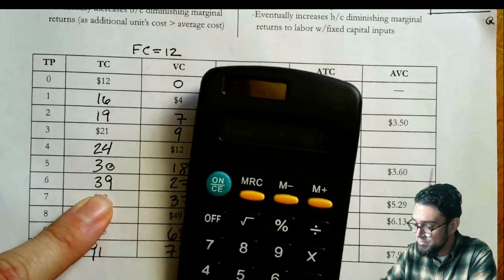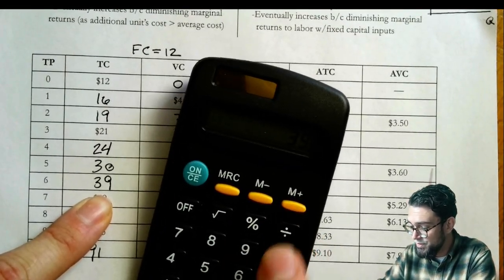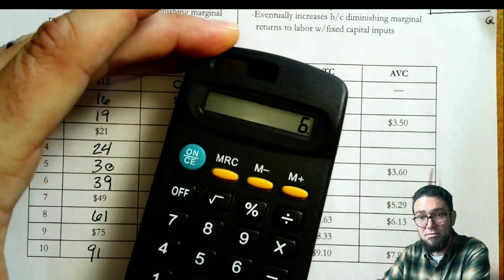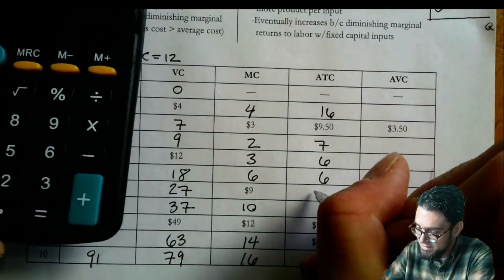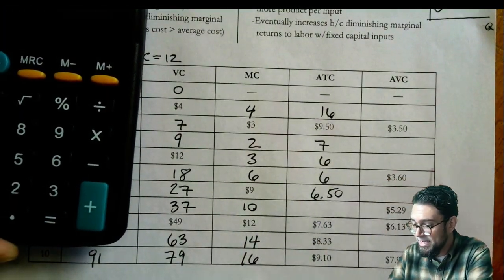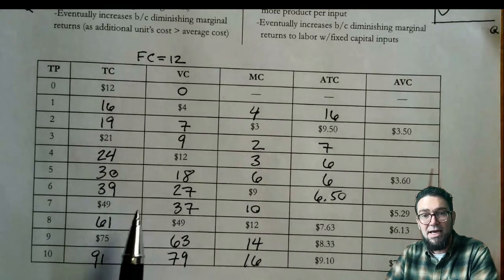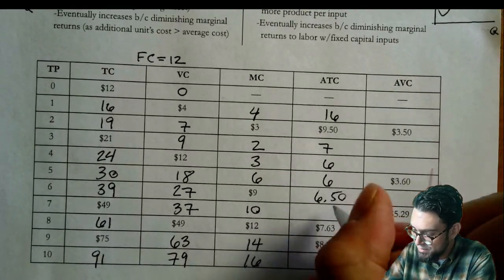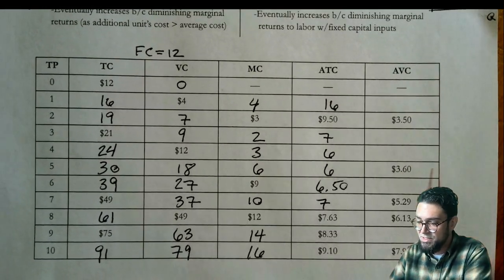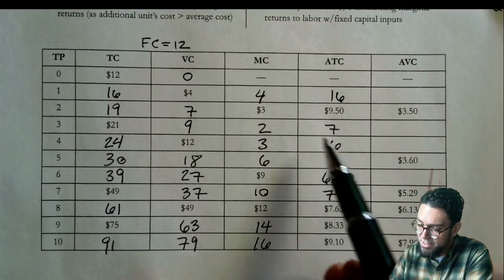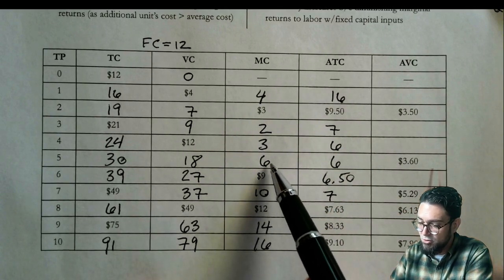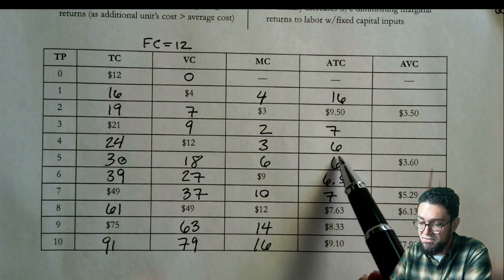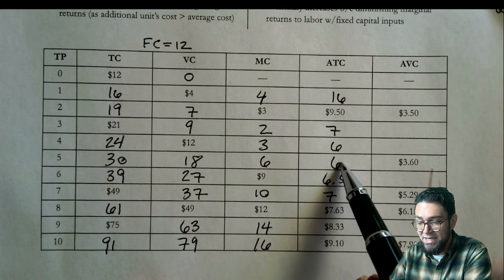39 over 6, I'm just going to do this one, 39 divided by 6 is $6.50. And so now my ATC is coming back up again. And then I've got 49 over 7 is 7, right? So these are all in dollars. And I'm going to notice something here. Marginal cost crosses through that average cost values right actually at that $6 value.